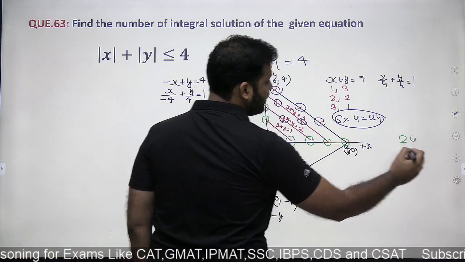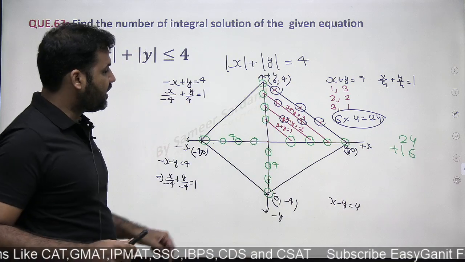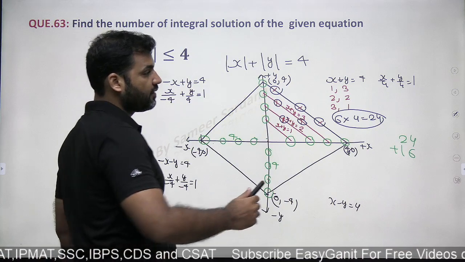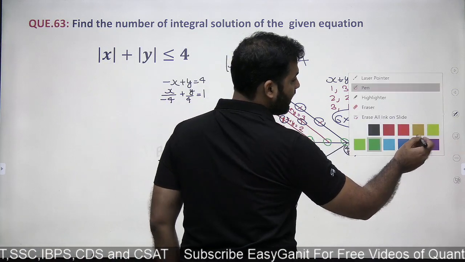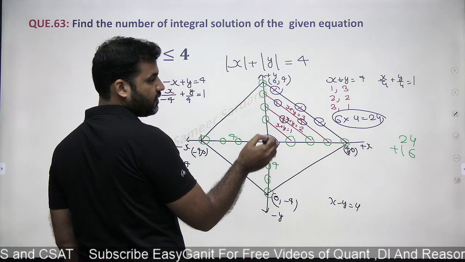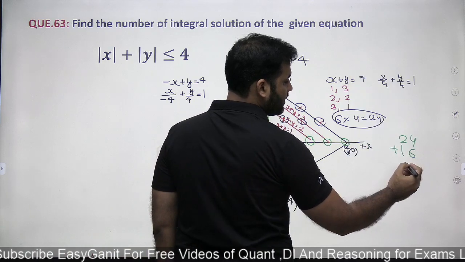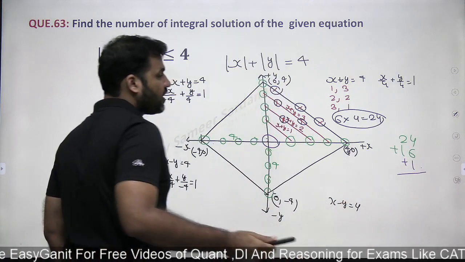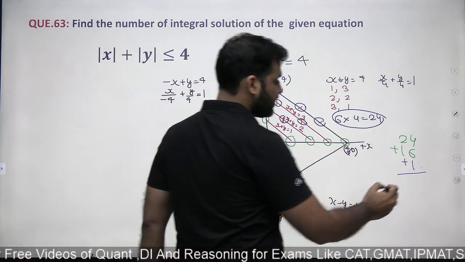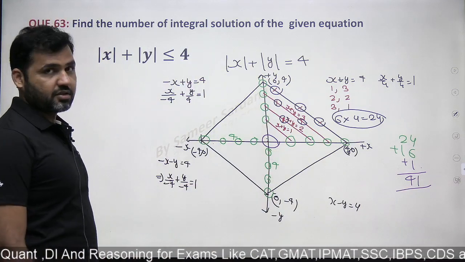So 24 solutions on the lines, 16 extreme solutions, and then you can see there's also one solution which is exactly in the middle, which is the origin, the intersection of all these 4 quadrants. Look at this solution also. This is also a solution which is inside the region and satisfies mod x plus mod y less than or equal to 4. So this also needs to be counted. My total number of solutions will be 24 plus 16 plus 1. That means it will be equal to 41. 41 will be the right answer to the question.